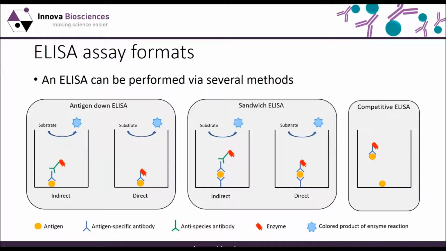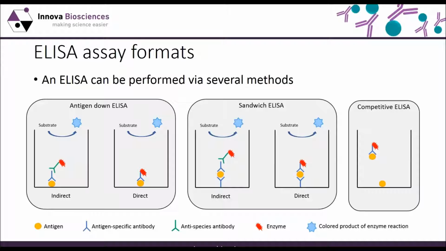A number of different ELISA formats are commonly employed. An antigen-down ELISA requires the antigen to be attached to a microtiter plate, as shown in the left-hand panel. Indirect detection of the antigen relies on the binding of an antigen-specific primary antibody, followed by the binding of a labelled anti-species detection antibody. In this example, the detection antibody has been labelled with an enzyme, which produces a colour change by acting on an appropriate substrate.